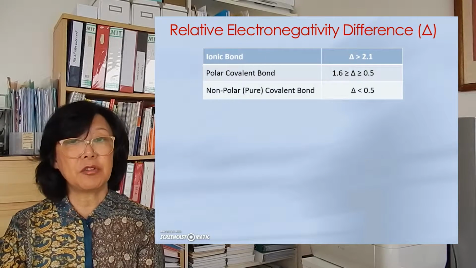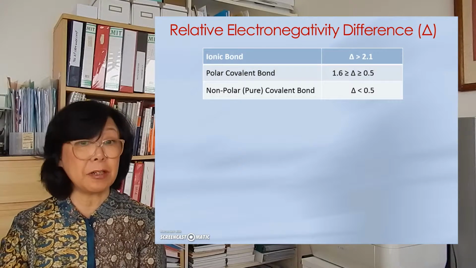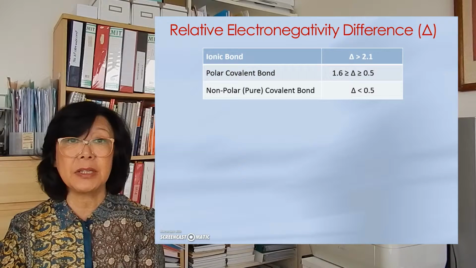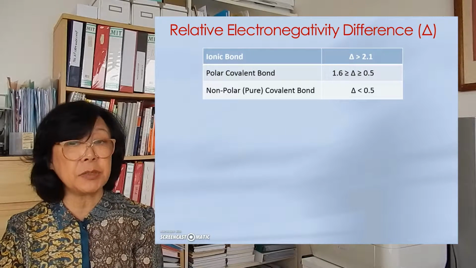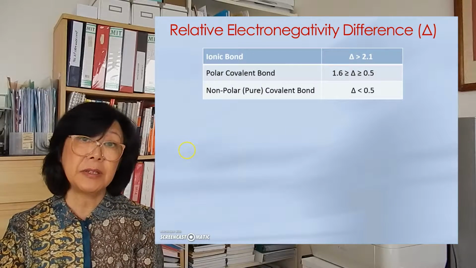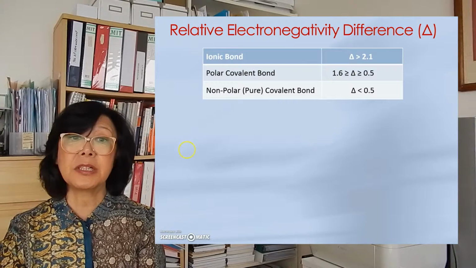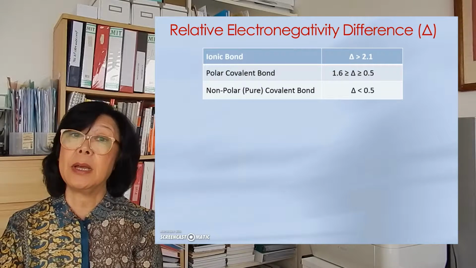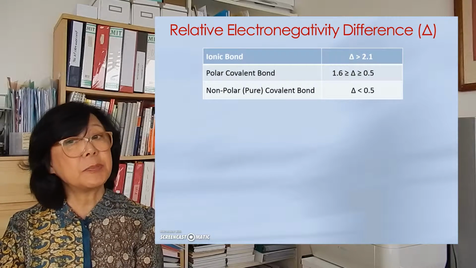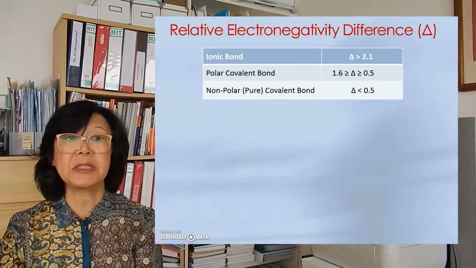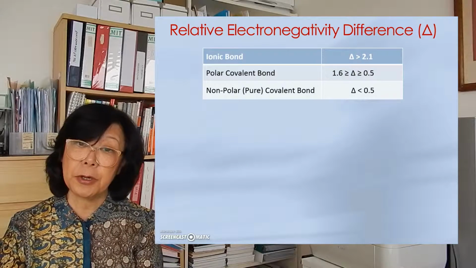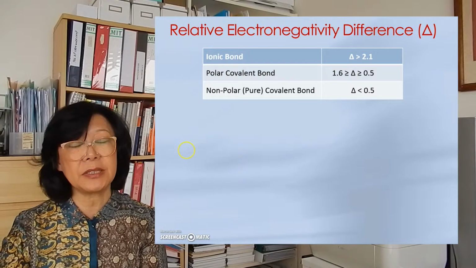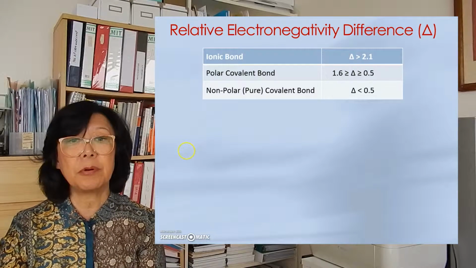The relative electronegativity difference, which we call delta, we can find using a set of rules, by taking the difference between the electronegativities of the 2 atoms that make the bond and then classifying it as a specific bond. When delta is greater than 2.1, we call that an ionic bond. When it is between 0.5 and 1.6, that's called polar covalent bond. And when it is less than 0.5, then we call that nonpolar covalent bond.